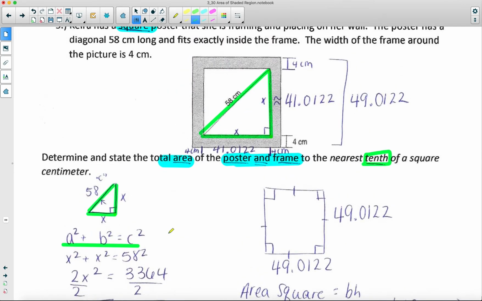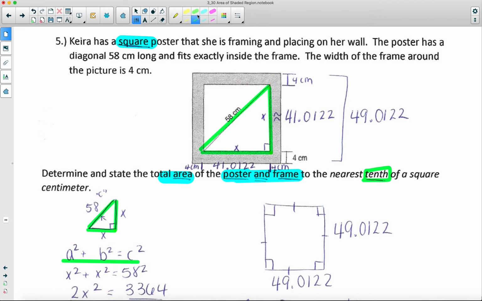Let's take a look up here. So this x, if I draw out here and here, this length from here to here is 41.0122. But I need the length of the entire side of the frame and the poster. So I'm going to add 4, the 41.0122, and 4, because there's 4 centimeters at the top and the bottom. And then this is the total side length of my square. Now, it's a square, so all 4 sides are the same, but I just want to check to be sure that I get the same number on the other side.